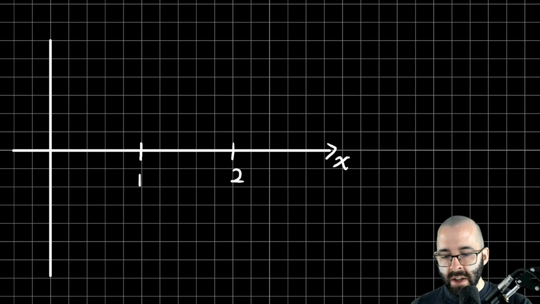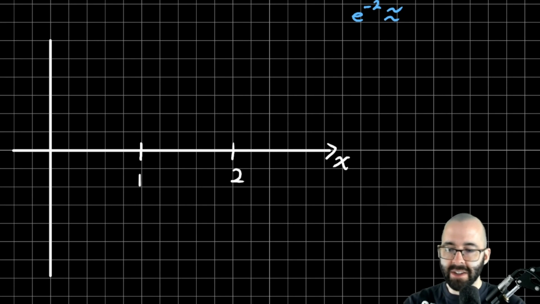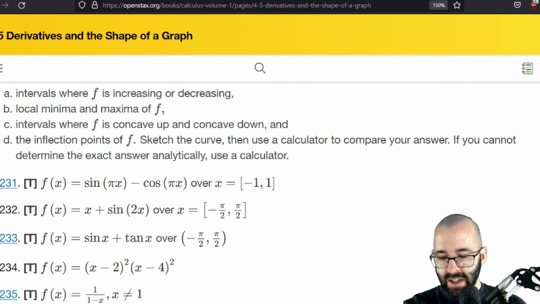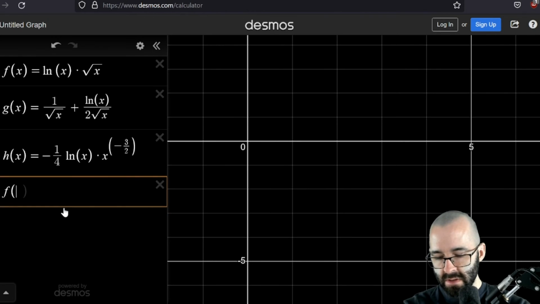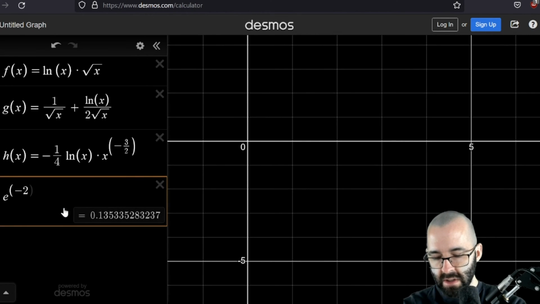Okay. So it's increasing up until e to the negative 1/2, or e to the negative 2. What is e to the negative 2? Well, we will need an approximation now. E to the negative 2 is about 0.135.